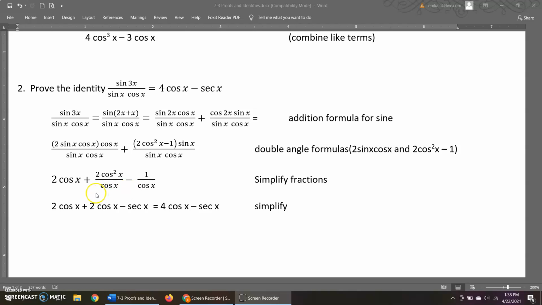Now, 2 cosine x stays the same. I'm going to reduce this by a cosine to get 2 cosine x. And 1 over cosine is secant. So I'm almost where I need to be. All I have to do is combine my two like terms to get 4 cosine x minus secant. Okay, so that's it for that one.